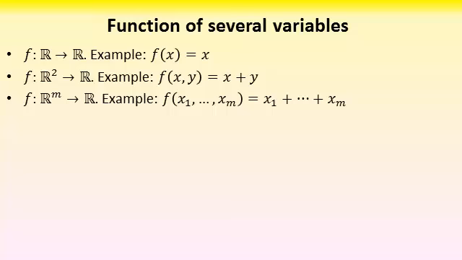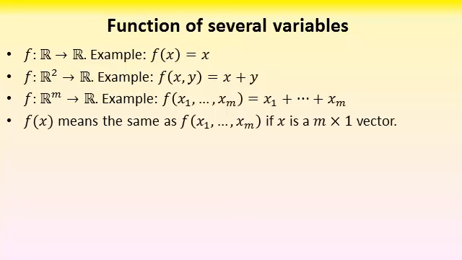When we deal with functions of several variables like this, it's common to simplify the notation of the function and write f of x instead of f of x1 through xm, if you explain that x is an m vector. Some authors might then make x bold while keeping x with the subscript non-bold to remind you which symbol represents a vector and which symbol represents a number.